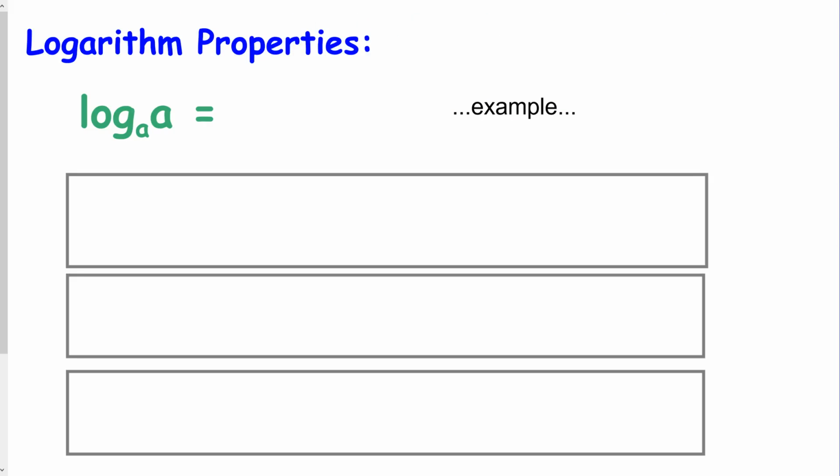Okay, we're going to look at some of our basic properties today and do a little bit of practice. Log base a of a. Here's an example. Log base 7 of 7. So you say to yourself, 7 to what power gives me 7? It would have to be 1. 7 to the first power is 7. So no matter what your base is, assuming that it's positive and not 1, log base a of a is always 1.